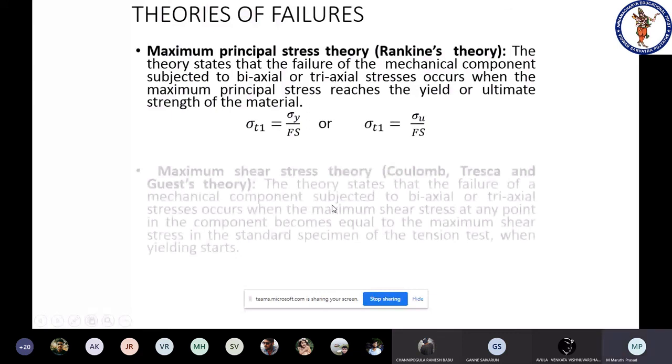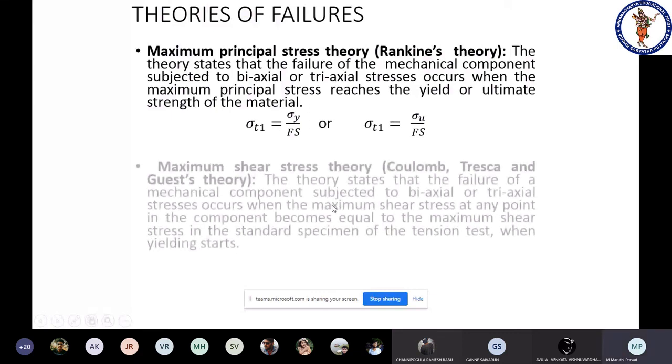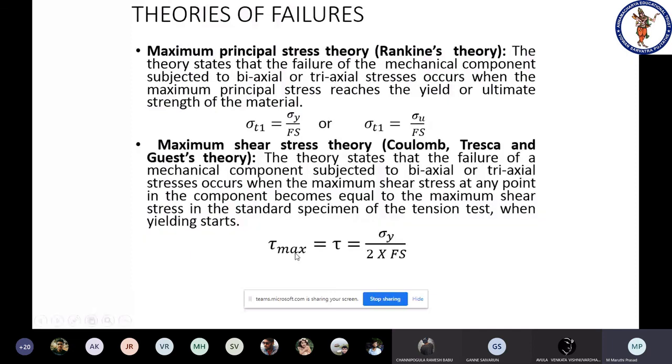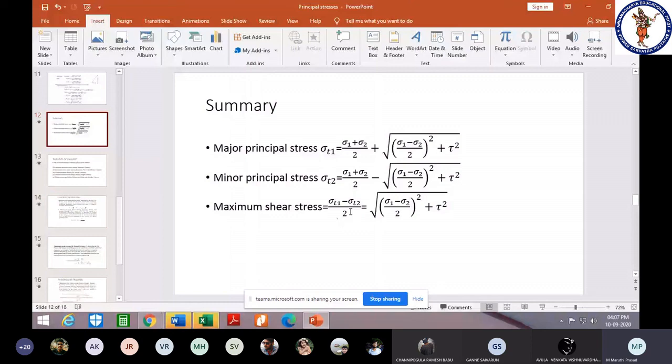So ultimately tau max equals tau, that is, the individual shear stress equals the allowable shear stress. The allowable shear stress is the yield stress by 2, or 50% of the yield stress, divided by the factor of safety. How do we get the tau max value? Already we have the equation. Tau max equals (sigma T1 minus sigma T2) by 2, which is nothing but the square root of ((sigma 1 minus sigma 2) by 2) whole squared plus tau squared. This is the tau max value.